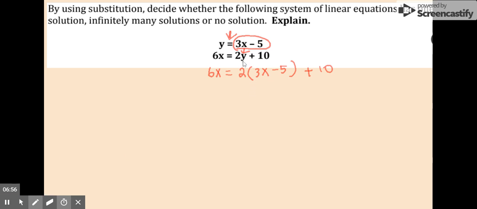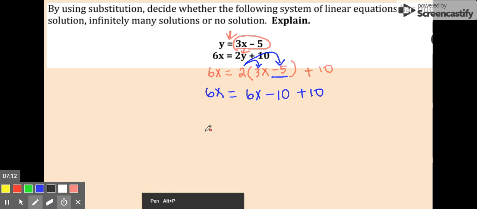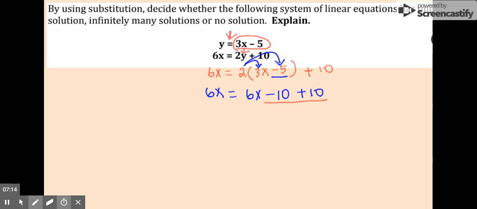The next step is you need to simplify. If you have a grouping symbol, you have to use the distributive property. So now 6x minus what? 2 times negative 5 is negative 10. And we have 6x on the left side. And we have like terms on the right side, which are negative 10 and positive 10. So it's going to be 0. And we only have 6x is equal to 6x. Oh, they're exactly the same, but now you have to undo one of the variables. So I'm going to do minus 6x on both sides. 0 is equal to 0.